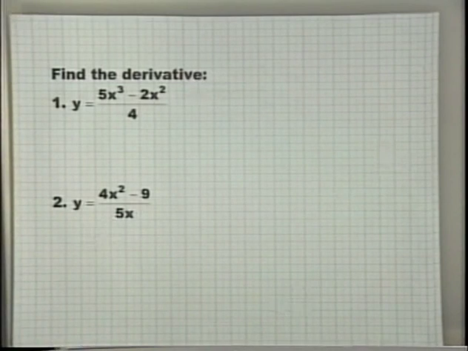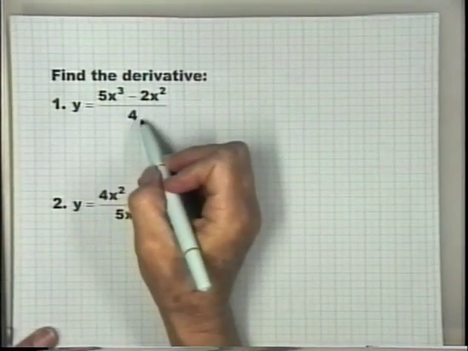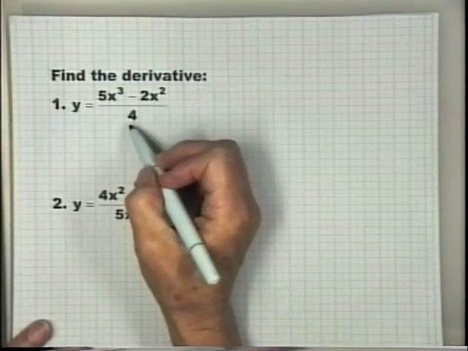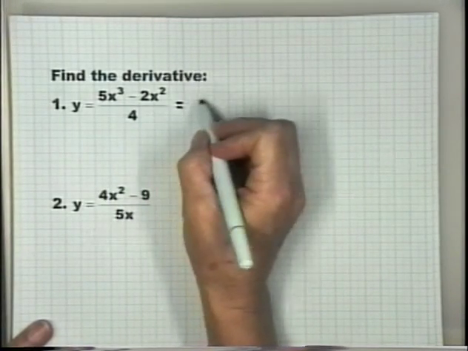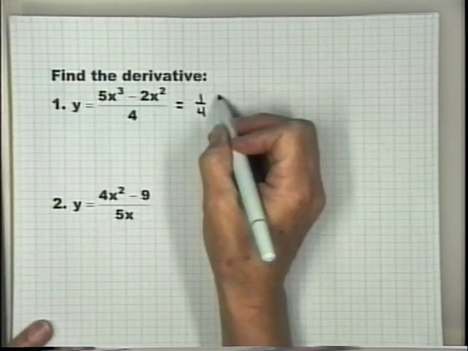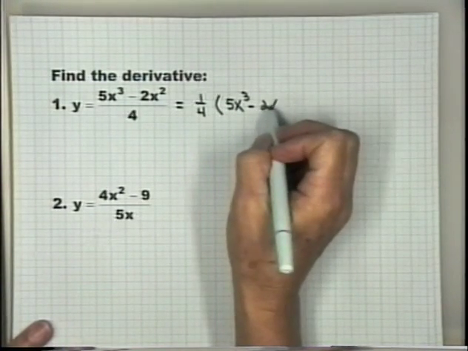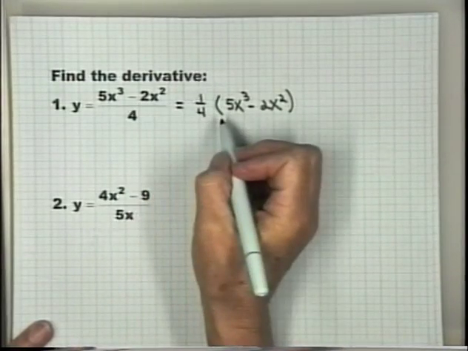I want to look at these two examples because I want to talk a little bit about how to know when you absolutely have to use that quotient rule and perhaps when you don't. Here I want you to notice that I do have a quotient, but down here in the denominator 4 is just a constant. This function I'm going to rewrite as 1/4 times the quantity 5x cubed minus 2x squared. This is the same thing.